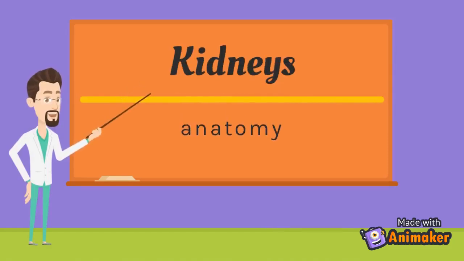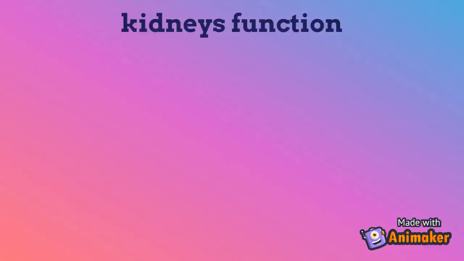In this video we'll talk about the kidney's anatomy. The kidney is located from the 12th thoracic to the 3rd lumbar vertebra. The kidney is located in the retroperitoneal space.